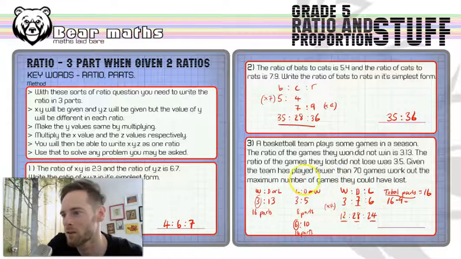So now we can answer our question. So what was it all about? Maximum number of games they could have lost. So lost was 24 games. That's the maximum number they could have lost.